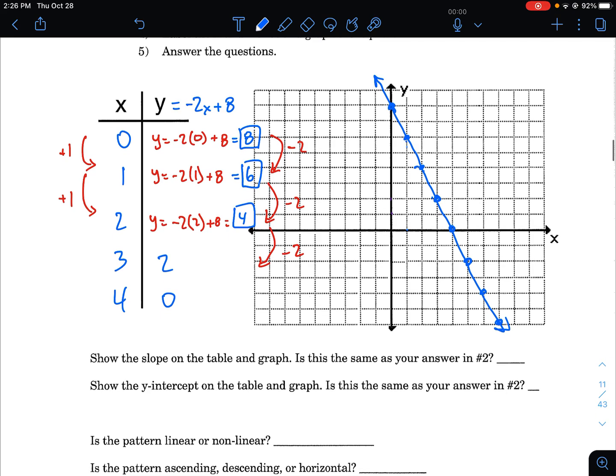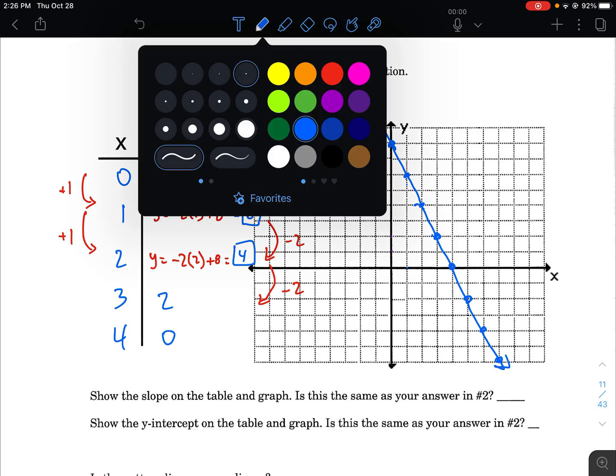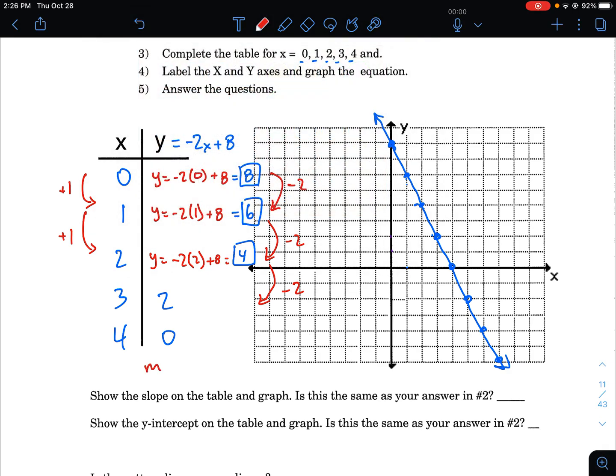All right, show the slope on the table and the graph. So let's do the slope. Slope is negative 2 over 1. So our m, the change, is negative 2 over 1, which is negative 2. All right, let's do the slope on the graph. Let's use this point and this point. How do I get from there to there? I'm going down 2. I'm going to go over 1. So that is negative 2 over 1, which is negative 2.